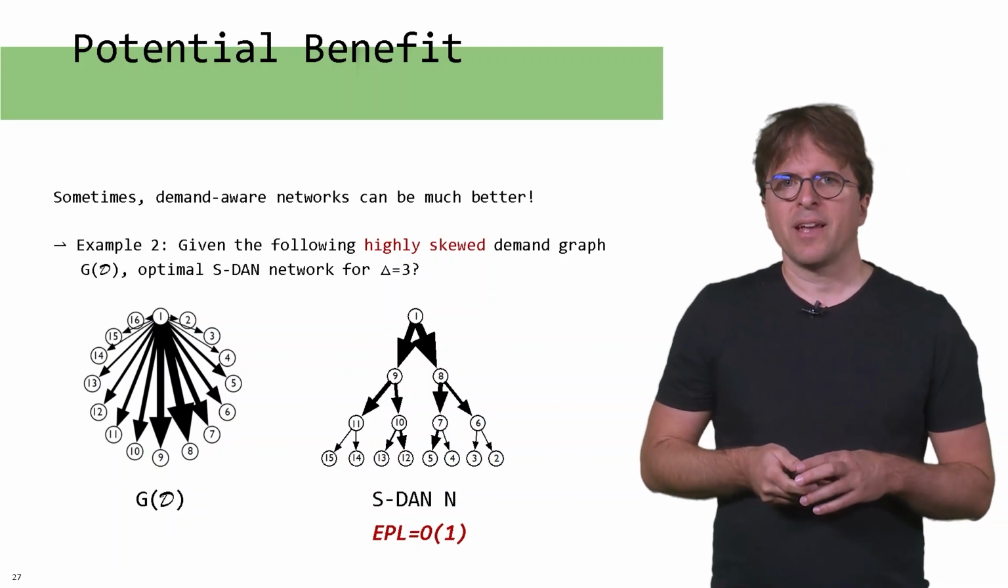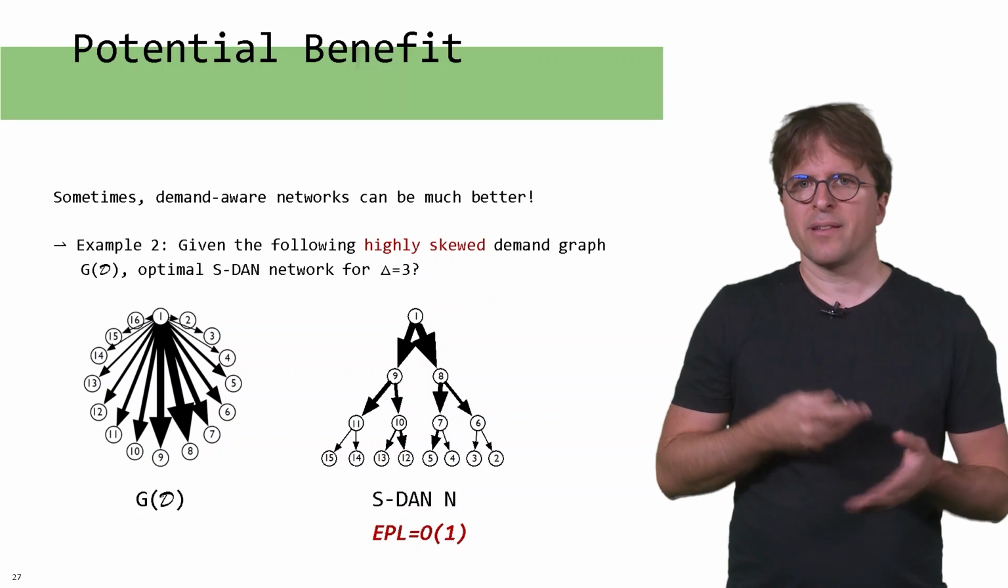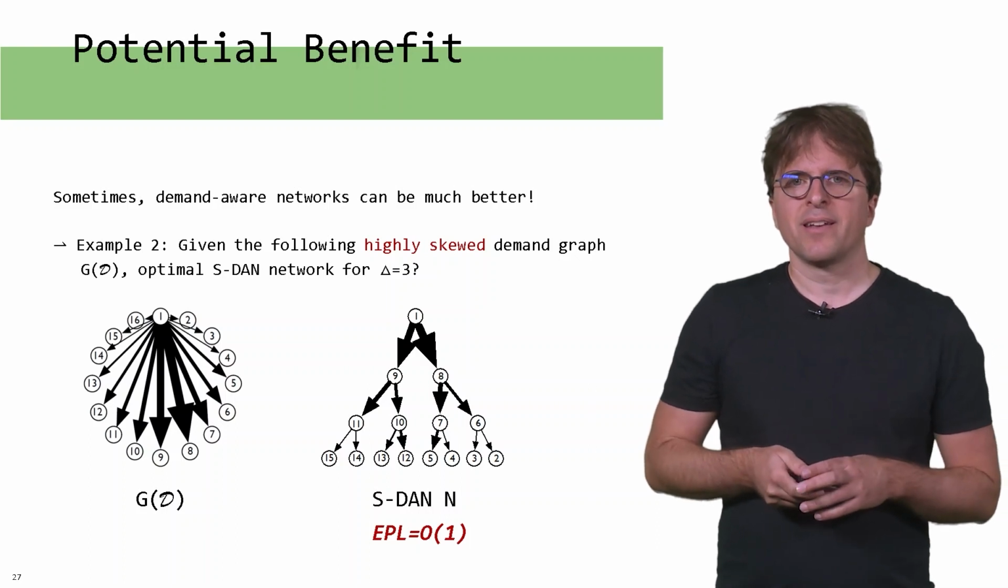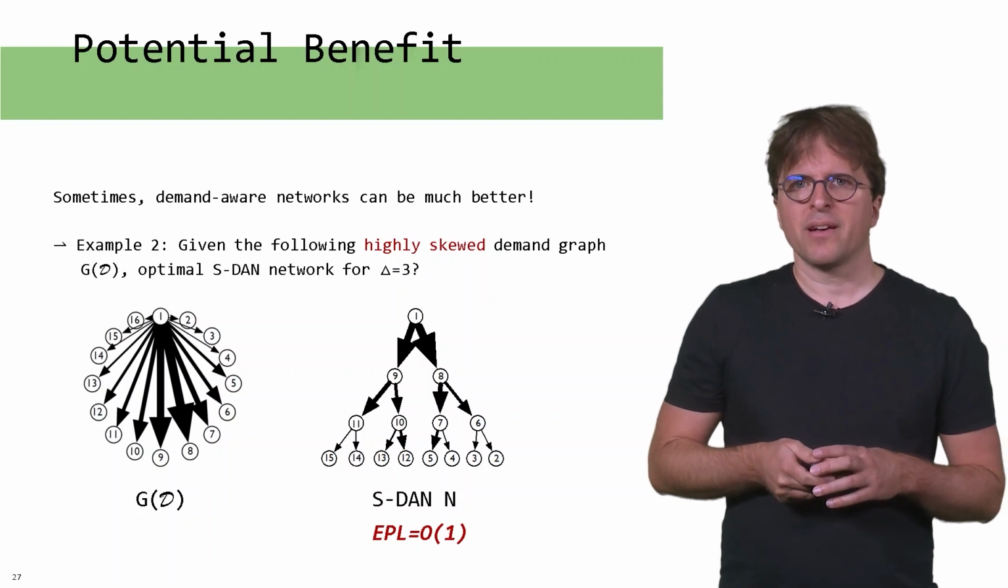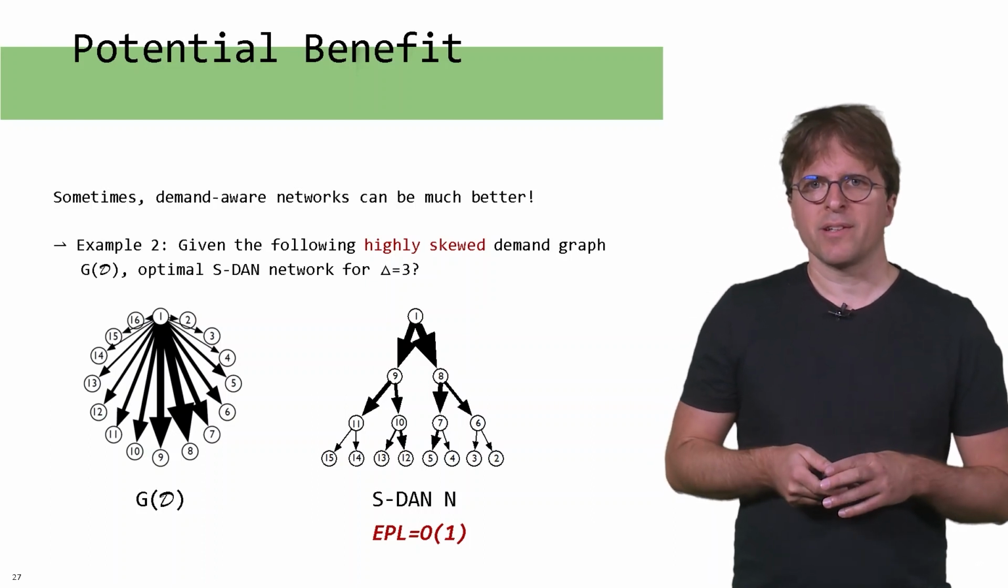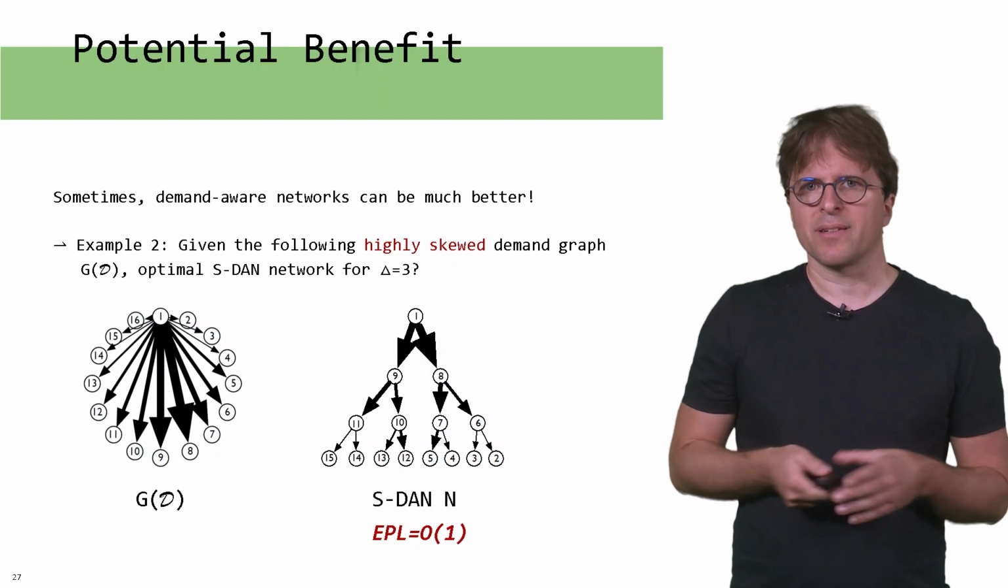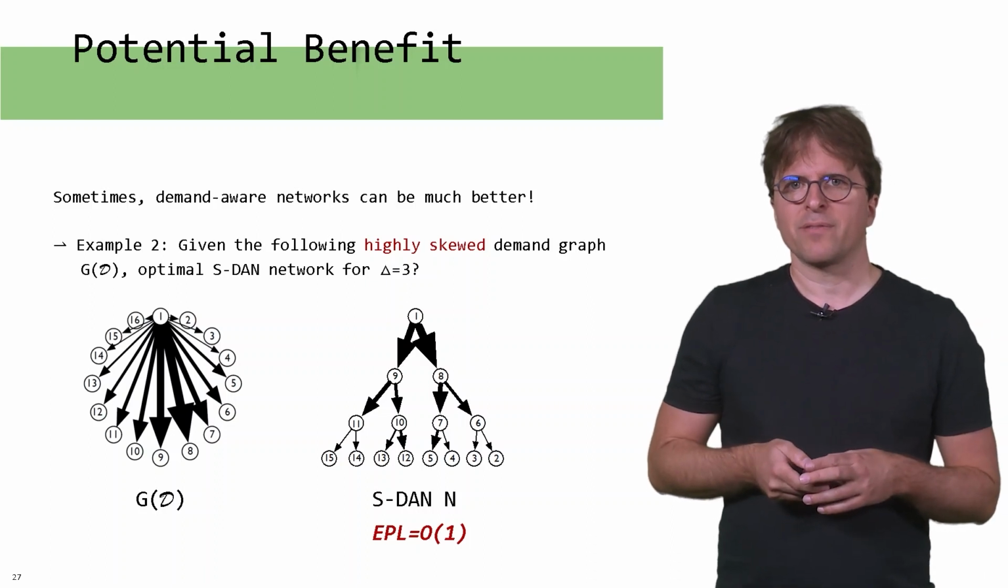demand. And if the demand is really skewed, then the expected path length of this network design can again be constant. So again, this will be a much better solution than a demand-oblivious expander graph that is having an expected path length of log n.